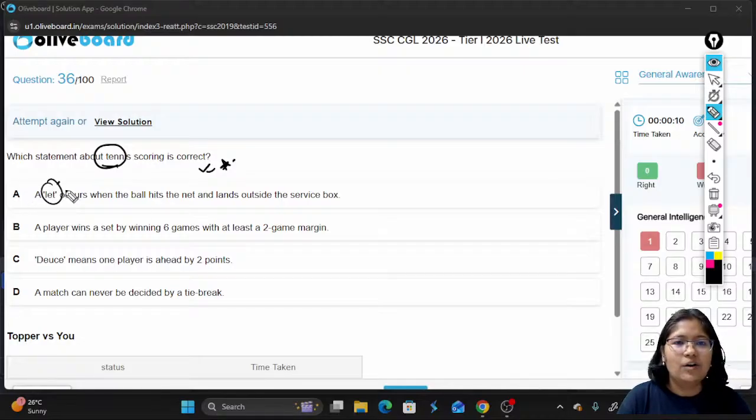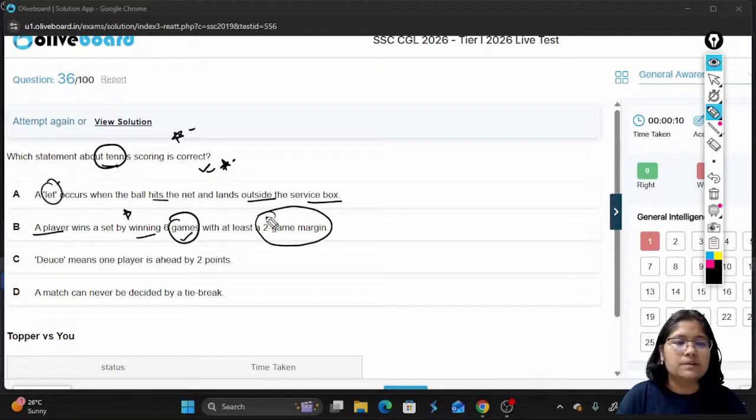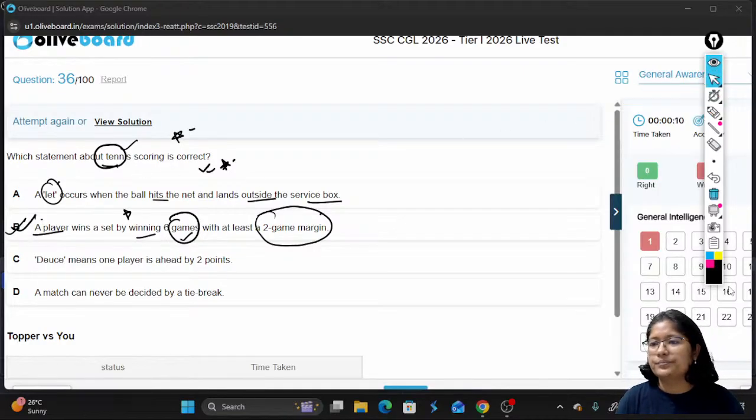A let occurs when the ball hits the net and lands outside the service box. So they want to know which is correct. Okay. A player wins a set by winning 6 games with at least a 2-game margin. So when does a player win? A player wins a set by winning 6 games with at least a 2-game margin. So this statement is correct for tennis, right? So B will be the correct answer.